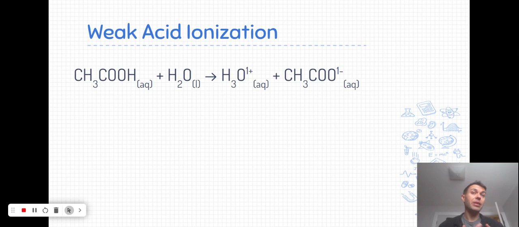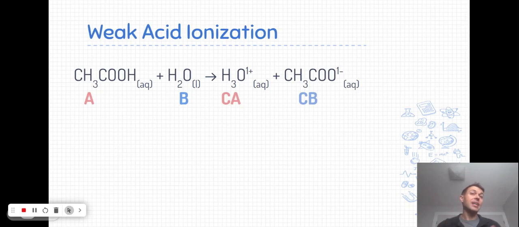Let's use the example of acetic acid, CH3COOH. We will see this acid used many times when talking about acid-base equilibria. So just a reminder that acetic acid, even though it contains 4 hydrogens, is a monoprotic acid. That's why one of the hydrogens is written separately from the other 3, because when it ionizes in water, it only loses one of those hydrogens.